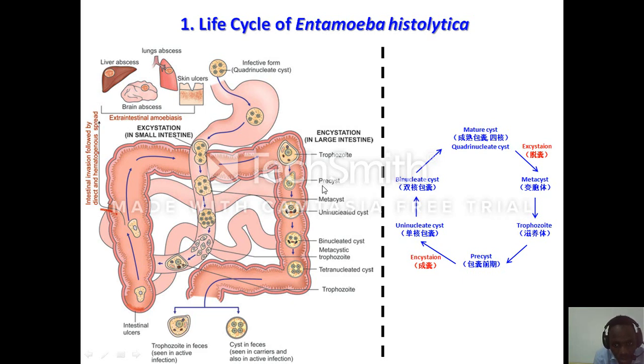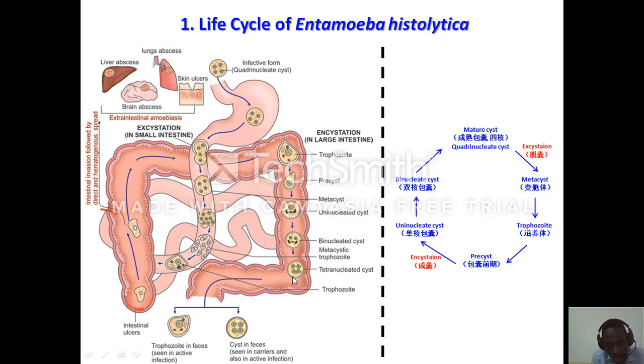Precyst, pre means before. You understand? It's getting back to the cystic stage. So once it gains a nucleus, we call it a uninucleated cyst. Uninucleated cyst. And then it becomes a binucleated cyst. Binucleated means what? Two nuclei. You understand? And then binucleated cyst to a tetranucleated cyst, gaining four.